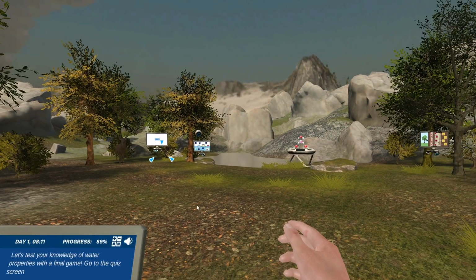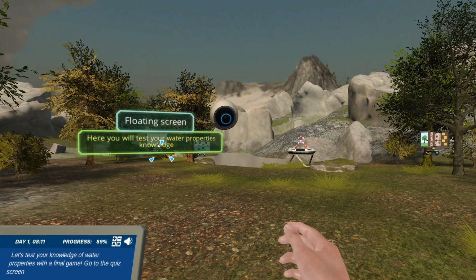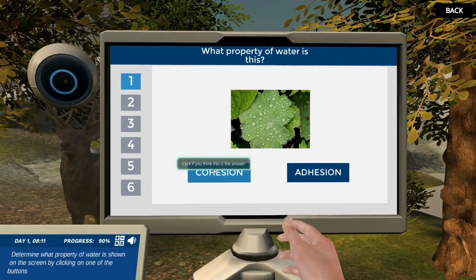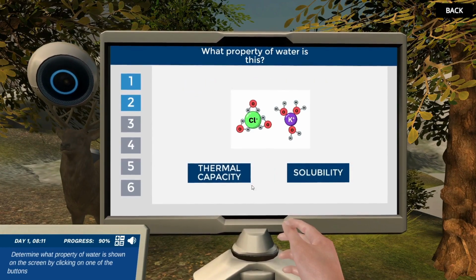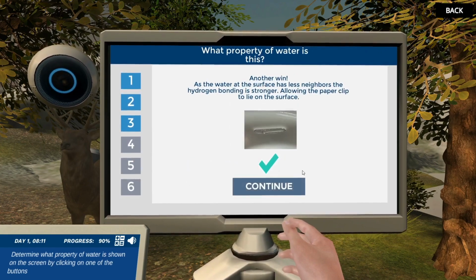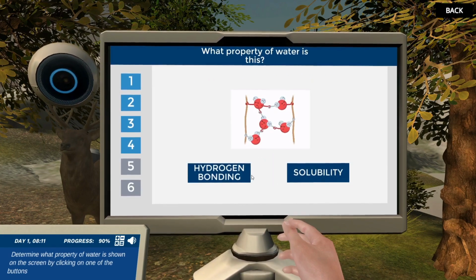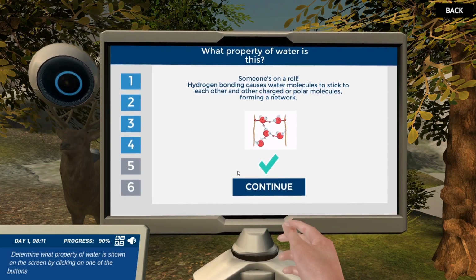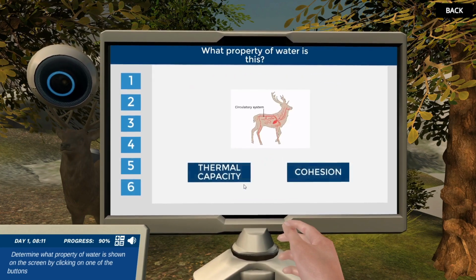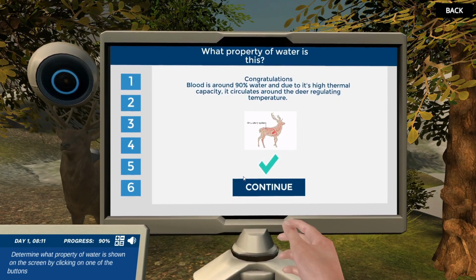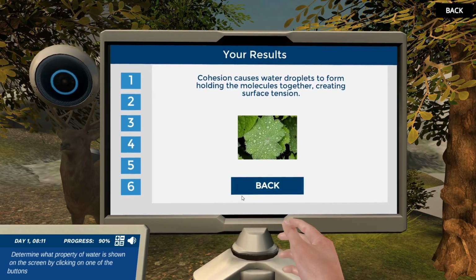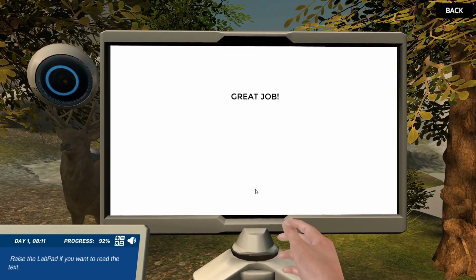Let's test your knowledge of water properties with a final game. Go to the quiz screen. Determine what property of water is shown on the screen by clicking on one of the buttons. Stellar work. That's all for now.